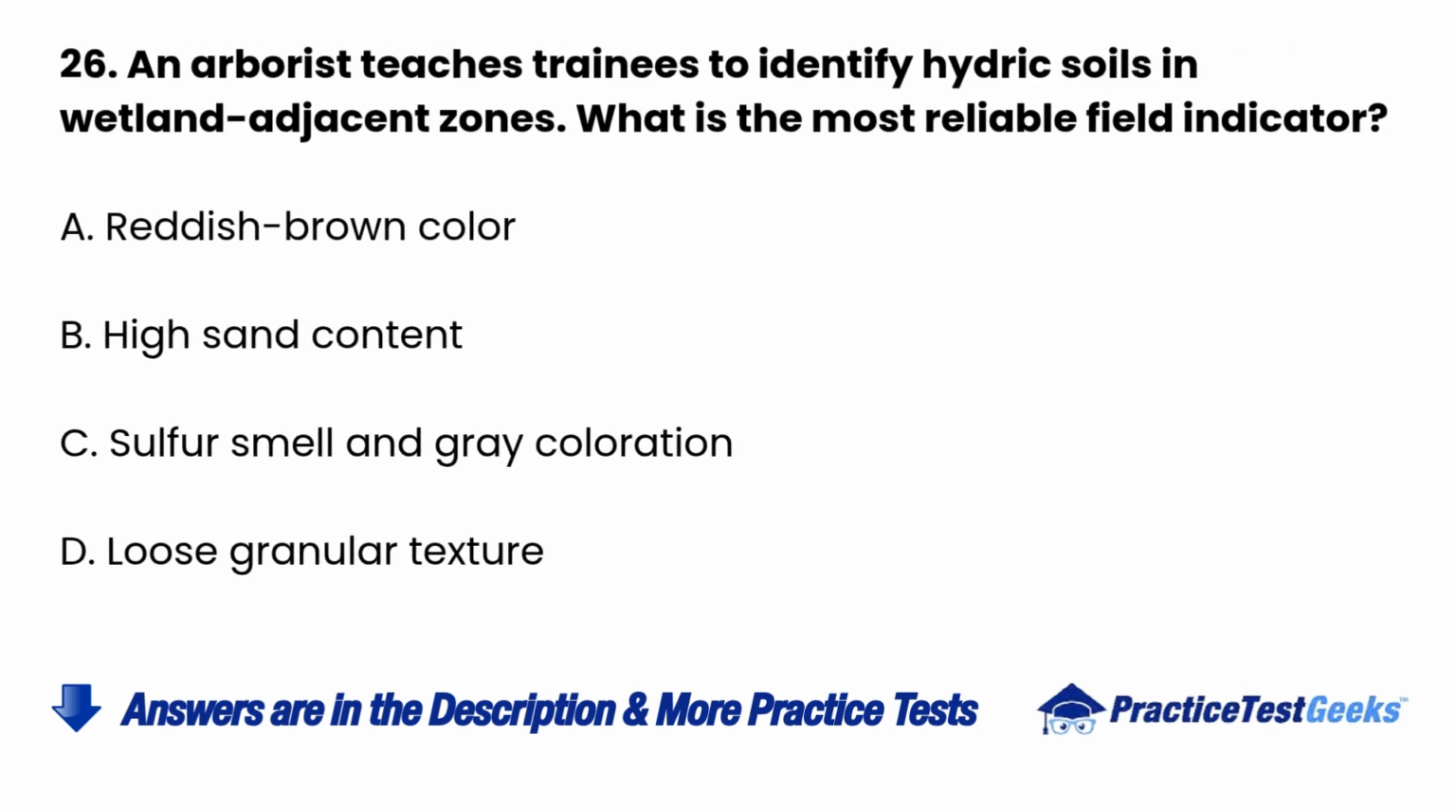26. An arborist teaches trainees to identify hydric soils in wetland-adjacent zones. What is the most reliable field indicator? A. Reddish-brown color. B. High sand content. C. Sulfur smell and gray coloration. D. Loose granular texture.